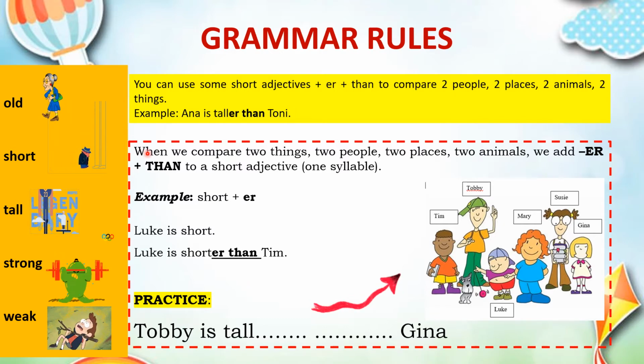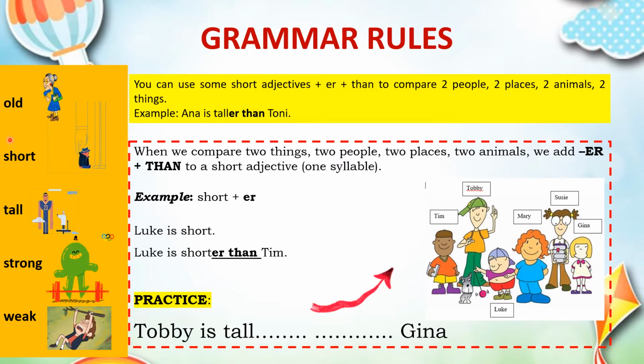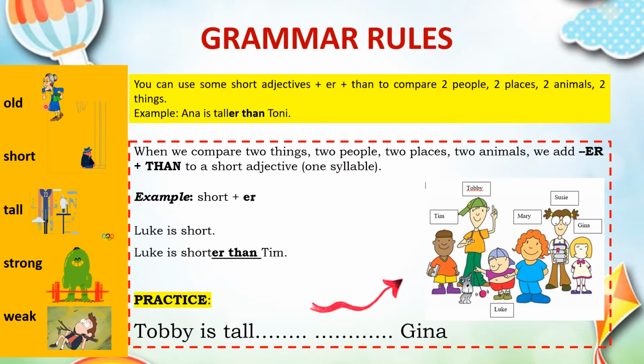Okay, let's review deeper. When we compare two things, two people, two places, two animals, we add er plus than to a short adjective. It means an adjective that has one syllable. For example, over here we have some adjectives with one syllable. Old, short, tall, strong, weak. All these adjectives are short.